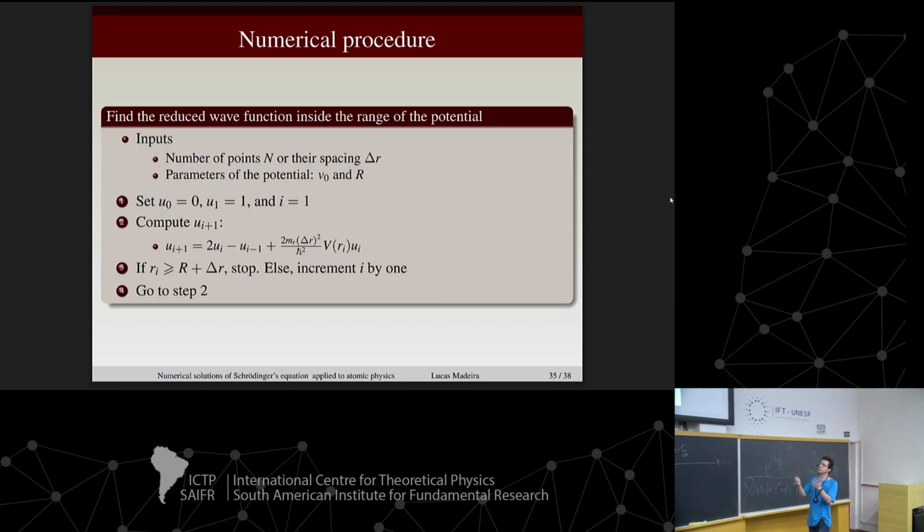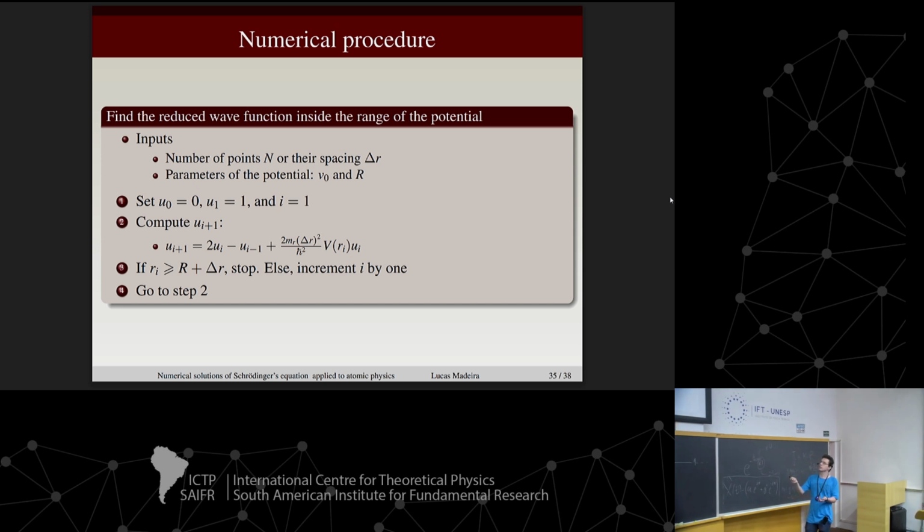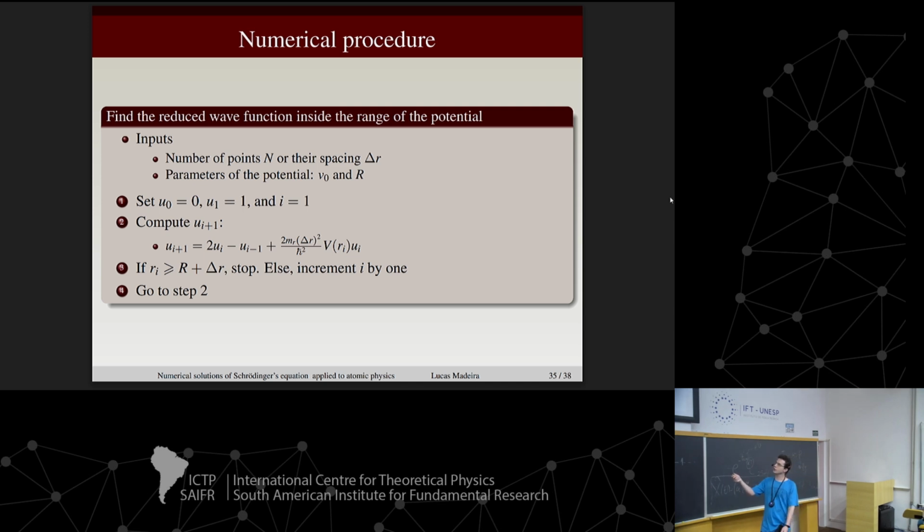All right, so what would be an algorithm to find the reduced wave function inside of the range of the potential? You take as input of your code the number of points or the spacing delta r that you want to solve your problem, okay? And you need the parameters related to the potential, its depth and its range. Oh, and something that I didn't say is I'm writing all the h bars and m's here. You should work in dimensionless units like we talked about in the first lecture. That makes things much easier, okay?